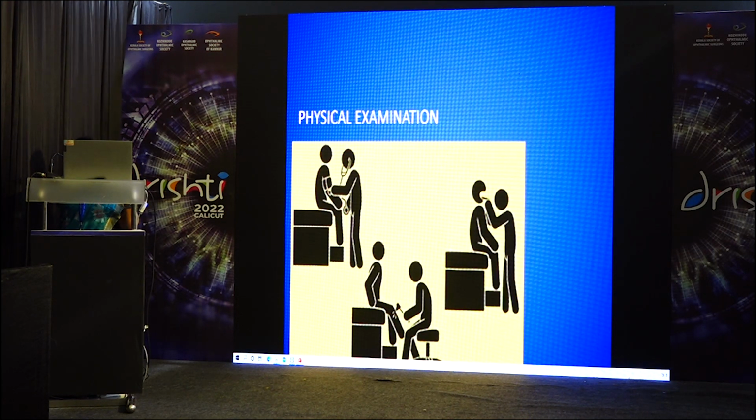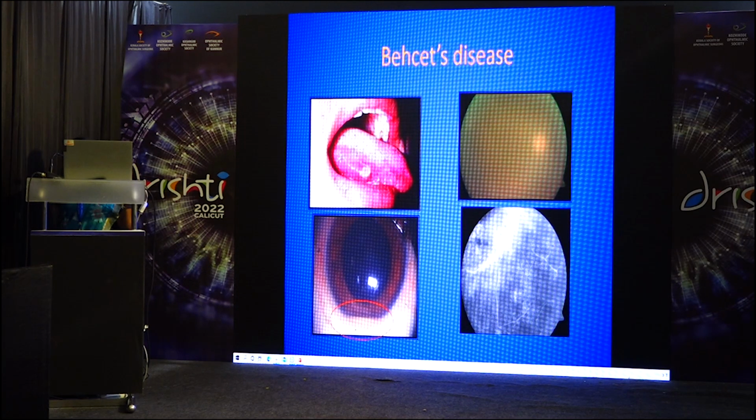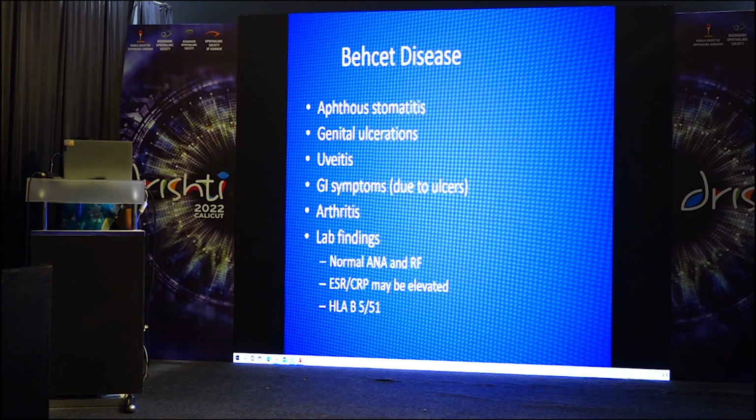Next comes physical examination. A patient with bilateral panuveitis with hypopyon and vasculitis. On examination, the patient had oral ulcers, aphthous ulcers like this. So the diagnosis is again easy. He also had genital ulcers, GI symptoms and arthritis. So the diagnosis here is Behçet's. Lab findings include raised ESR, CRP, and HLA-B5 or B51 may be elevated. Your rheumatology friend may help you in further managing this patient.